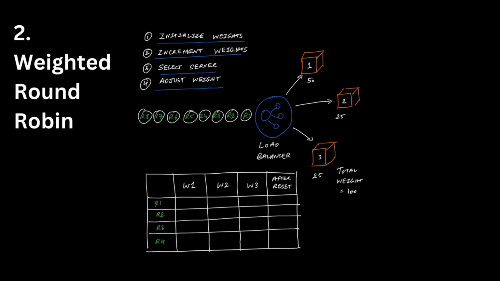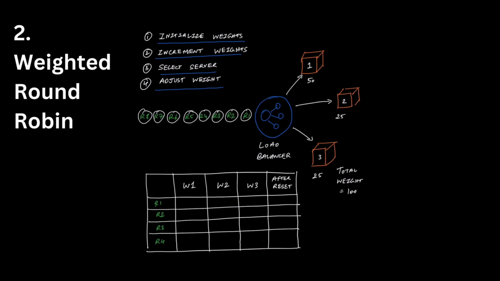The next static load balancing algorithm is weighted round robin. This is a very popular load balancing technique. In this technique, the first step is to assign weights to each of the servers. In this scenario, consider we are assigning a weight of 50 to server 1, 25 to server 2, and 25 to server 3. So the total weight of all of the servers is 100.